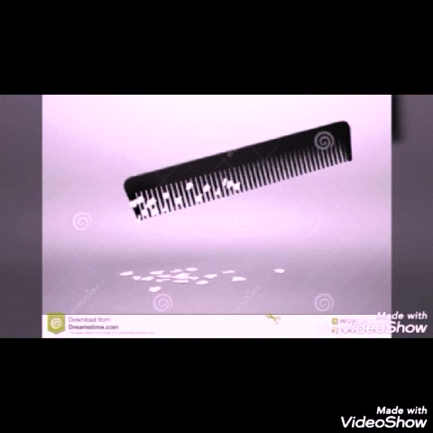Do you know, a comb rubbed with dry hair is able to attract pieces of paper? Why does the comb attract paper? See this video.